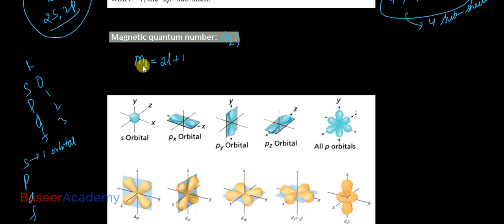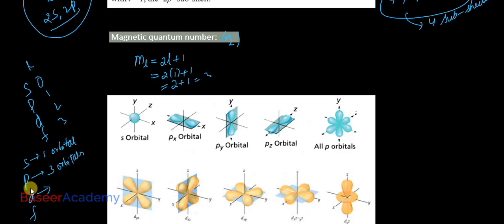In the same way, let us substitute the value of l as 1. 1 means it is p subshell, right? 2 ones are 2, 2 plus 1 is 3. So how many orbitals are there in p subshell? There are a set of 3 orbitals in p subshell.